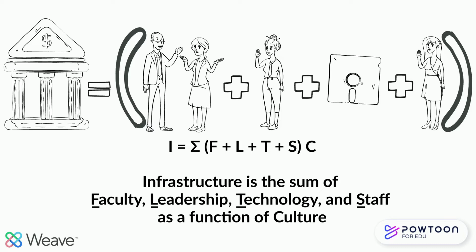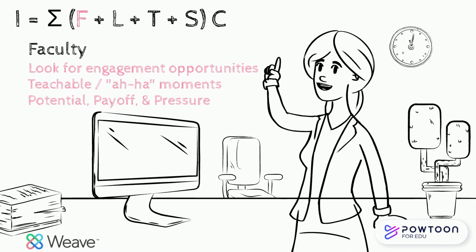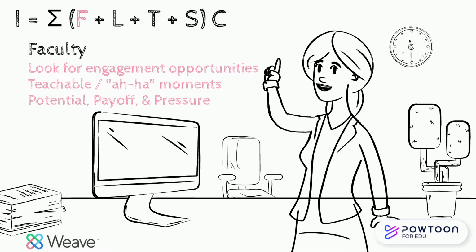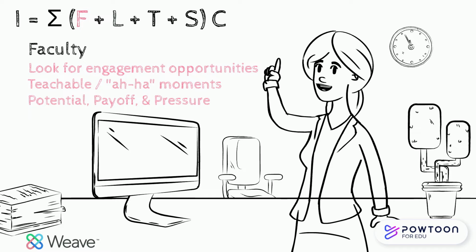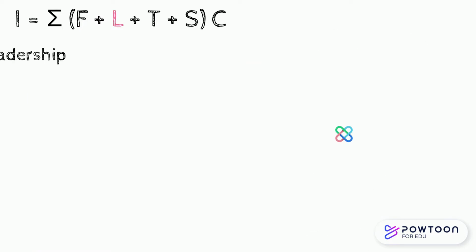Now, let's talk about investing in each one of these. First, faculty. How do we invest in faculty? How do we remove the barriers so they can be involved? We have to look for engagement opportunities, make it easy for them to become engaged. We have to give them the potential to engage, understand what the payoff is for them to be engaged in these opportunities, and apply some pressure if needed.